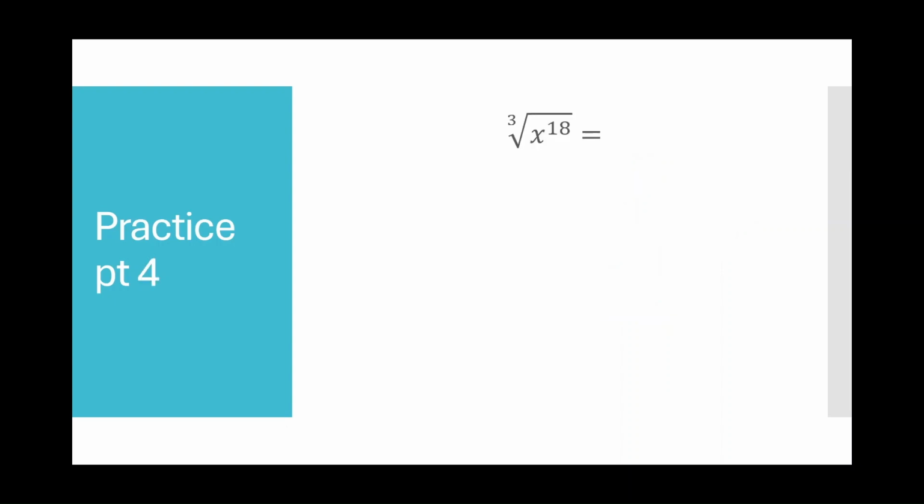Now this guy's already written in our root style instead of the fractional exponent style. Let's put it into a fractional exponent, though, instead of going the other way. So this is the same as x to the 18 divided by 3. And now you'll see why this was a great idea. What is 18 divided by 3? It is just 6, and we're done.